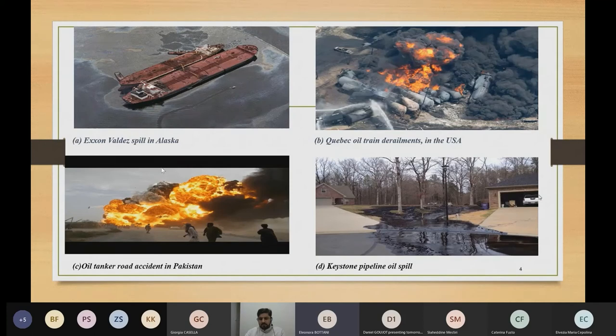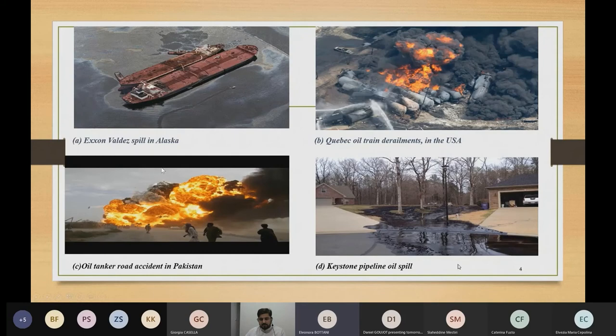And at that time, someone started smoking a cigarette, and due to that, a fire erupted, and it took the lives of more than 200 people. Similarly, the Quebec oil train accident and the Keystone pipeline oil spill.